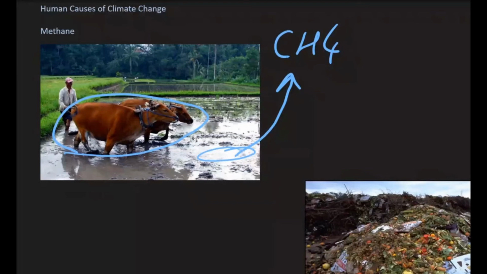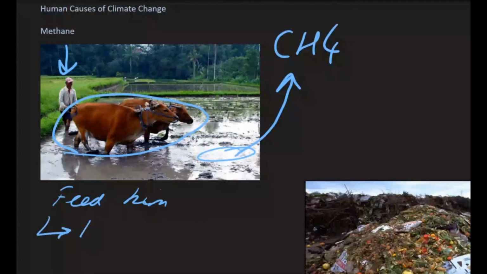And if we have more of him, what we then need to do is we need to feed him. So we need more rice and more cows. So we need to have more of these cows which produce methane. We need to produce more rice, which causes more methane production as well. So generally a population increase means more methane gas.